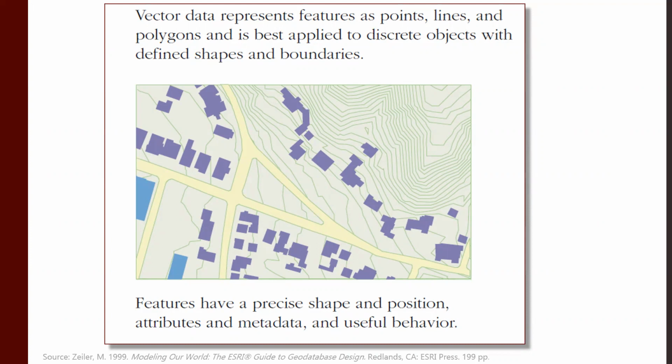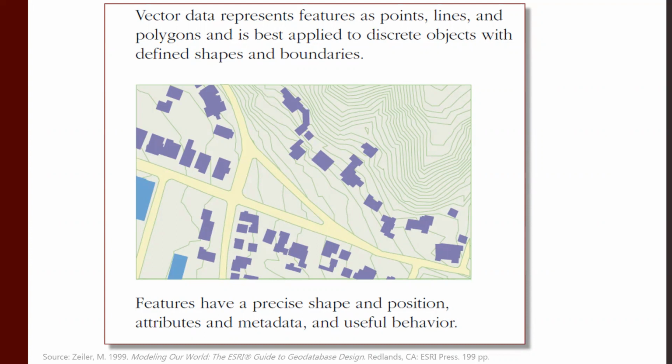Here's some more vector data. We see our roads, we see buildings. Some of our buildings are purple and some are blue. Don't know what that's about, but that's cool. We have elevation lines. Vector data has a precise shape. We can get the details. We can show the detailed differences. It has precise position. We can map a vector point as well as we have the accurate location for it.